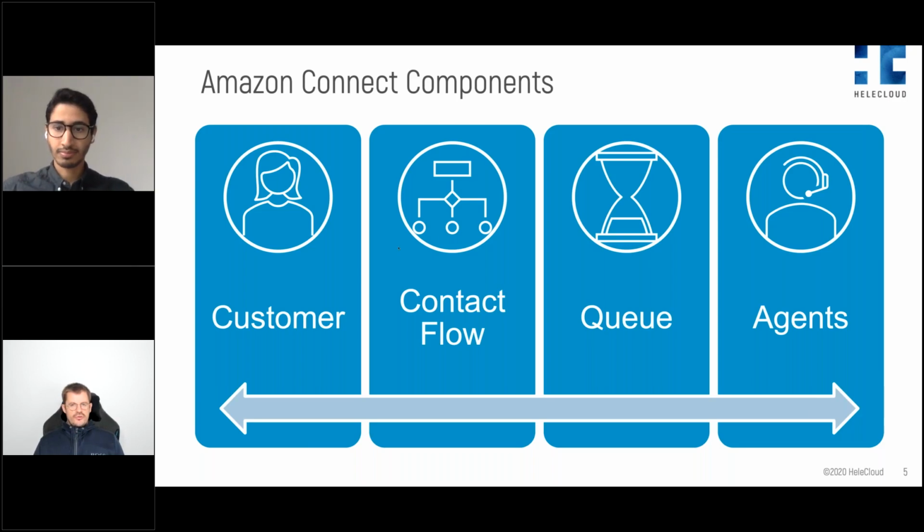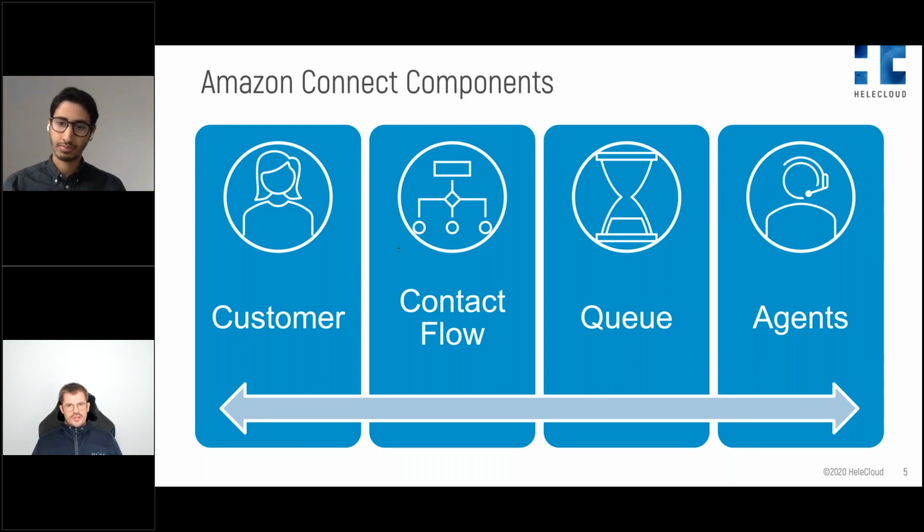You'll see the customer side is basically where the customer is interfacing. The customer is either calling you or logging a chat conversation. Then the contact flow is the part that makes decisions based on how the customer is contacting you, what the choices in the menus are, what the potential integrations are doing, and the contact flow puts the customer in the correct queue.